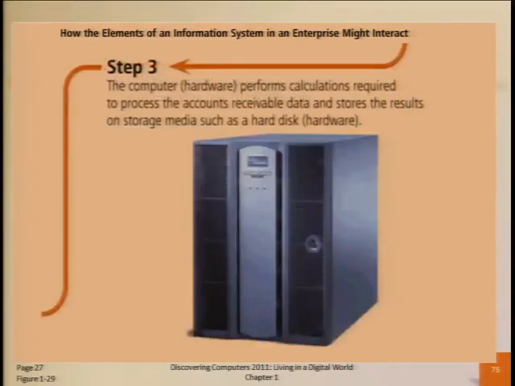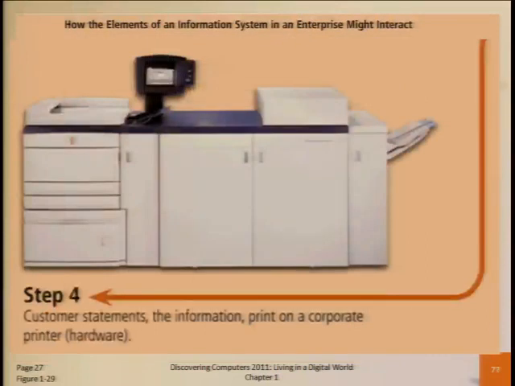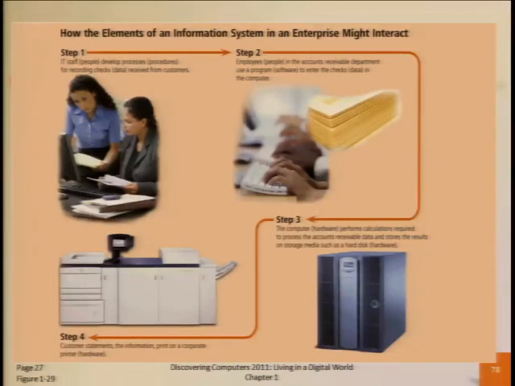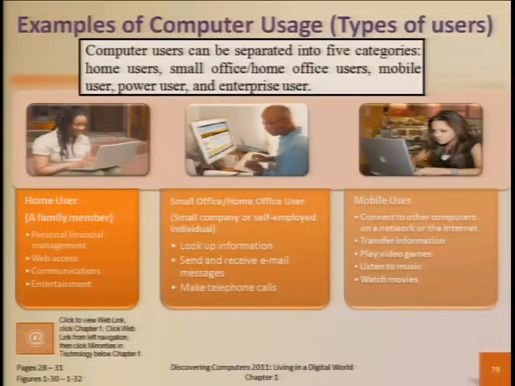The next step, the computer, which is hardware, right? This big computer here, the mainframe, will perform calculations based on the data and process whatever accounts receivable data and store the result into the storage. And such storage is what? Hard disk. Hard disk is considered hardware, okay? The last step here, the customer statement, right? Whatever data you have received and processed already, you want to print out. So you print out to the company printer, big printer here, and the printer itself is hardware. Okay, so you can see that the information system process will have those 5 elements.